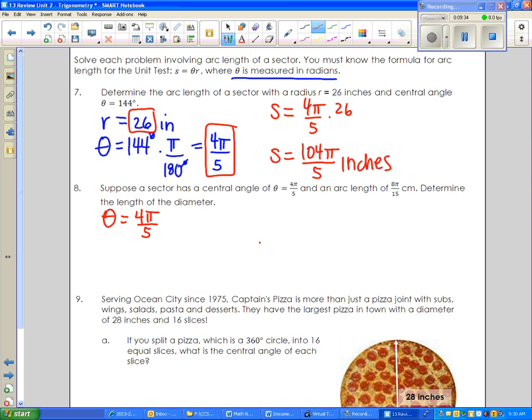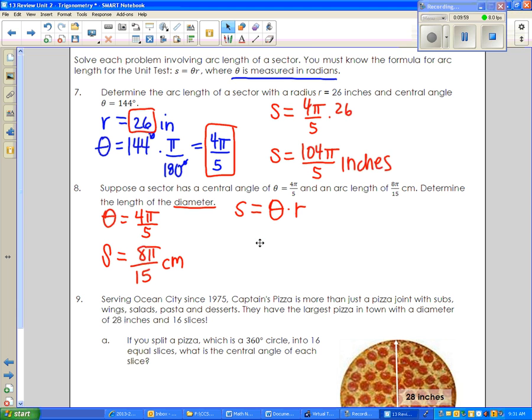So arc length is our S. So we're given the S value of 8 pi over 15, and that's in centimeters. And we're asked to determine the length of the diameter. Okay, well, if you think about it, your formula doesn't have the diameter in it. It's the arc length is equal to theta times r. So I'm going to figure out r first, and then once we know the radius, we can figure out the diameter from that. So if our formula is s equals theta times r, let's fill in what we know.